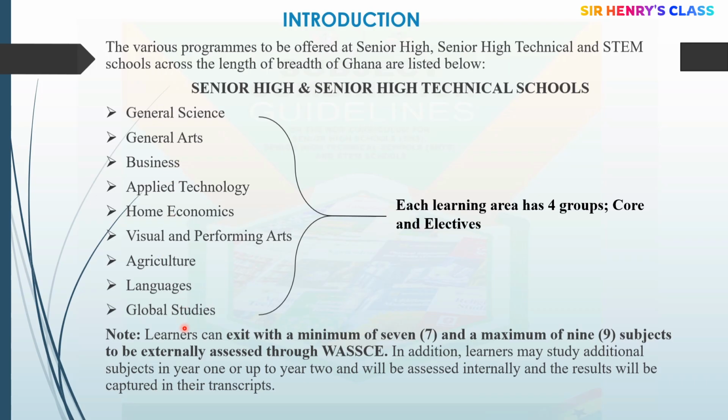Now with the new system, it has been prepared in such a way that learners can exit with a minimum of 7 subjects. When we say exit, it means upon completion, after you've gone through the 3-year program, when you are bringing your senior high education to an end and you write your WASSCE, you can register with just 7 subjects. That is the minimum, and then a maximum of about 9 subjects. So this is the structure of how the programs are done in the senior high schools.